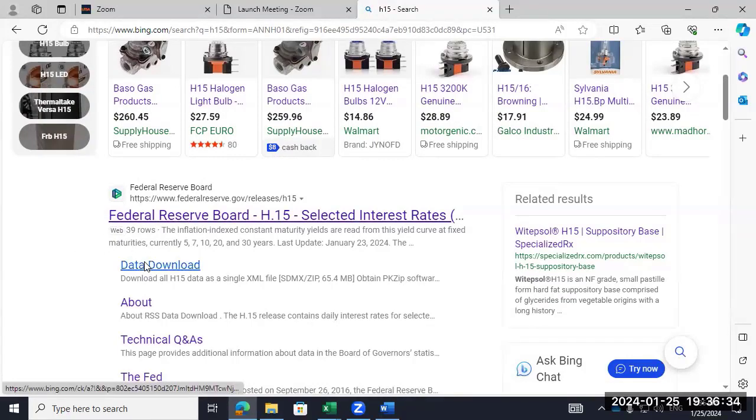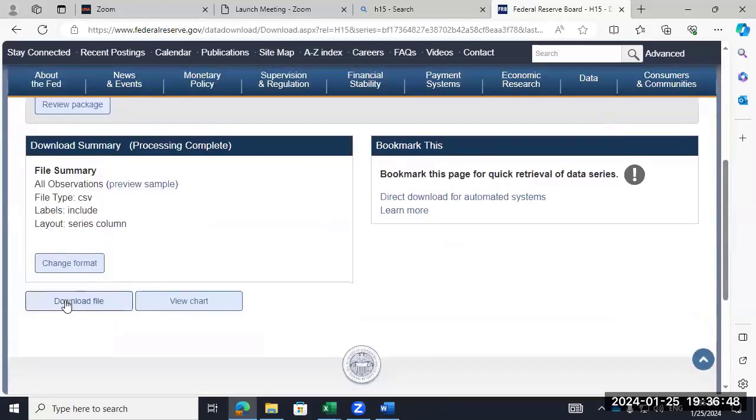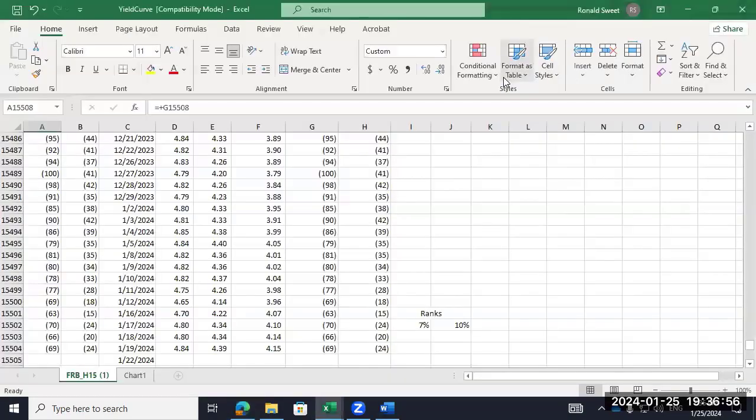And they have a data download button. You just go to download. You can edit the download if you want to. If you want it monthly or weekly or whatever, you can edit that. I do the daily. You can change it, but I'm going to do the daily. And when you do that, you get a good Excel file or a CSV file.